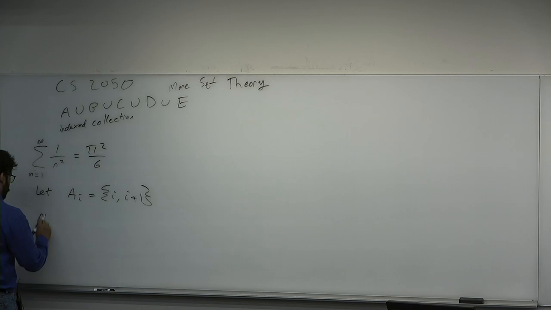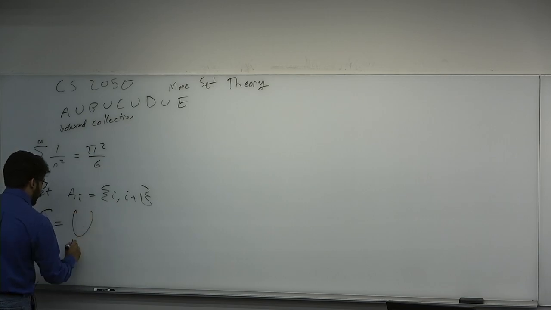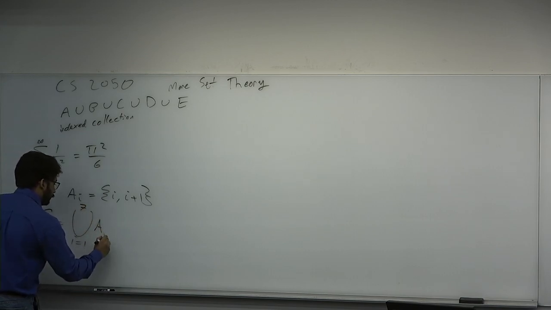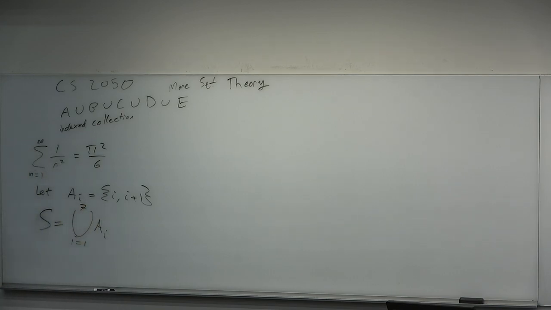Let's say consider the set S is equal to the union of i equals 1 to 7 of A_i. Now here I've written a big union. In the same way you use a big sigma for a sum, you just write a big capital U, and then you say i is equal to 1, and the top is where it's indexed. It stops. All of you should have some programming experience. The sum is like a for loop. The big union is also like a for loop.